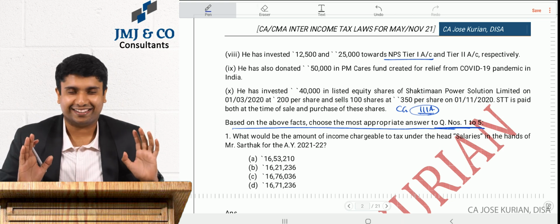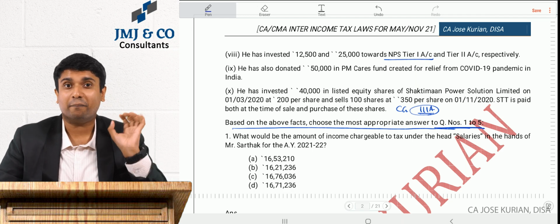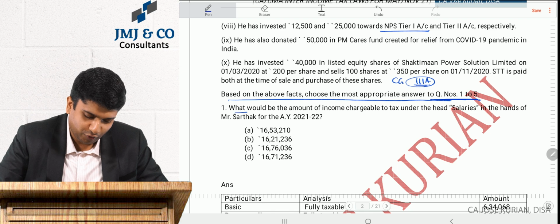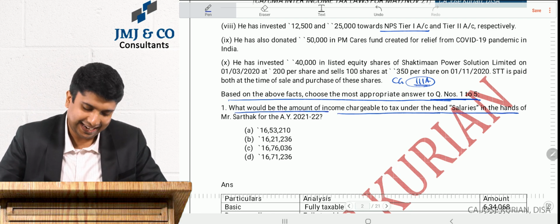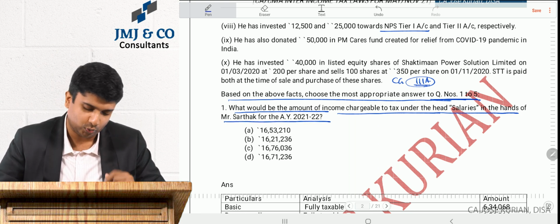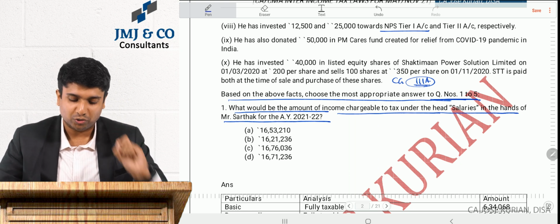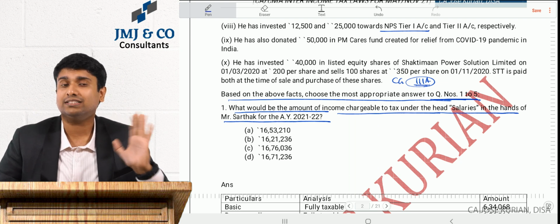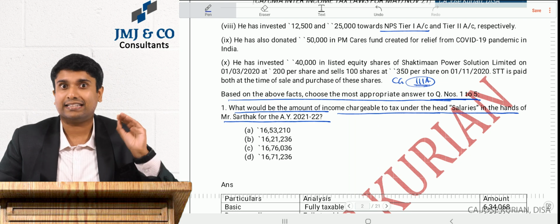So we have completely read the entire paragraph. Now it's our duty to solve question number 1 based on the above paragraph. So what is question number 1? What would be the amount of income chargeable to tax under the head salaries in hands of Mr. Sathak for assessment year 21-22? So they have given 4 alternatives. Out of those alternatives, you have to choose the correct taxable income from the head salaries. You are not supposed to compute the total income. You are only supposed to compute the income taxable under the head salaries.